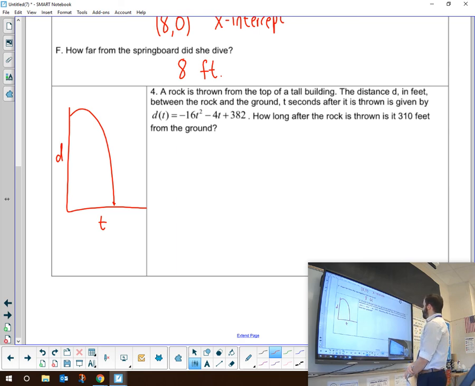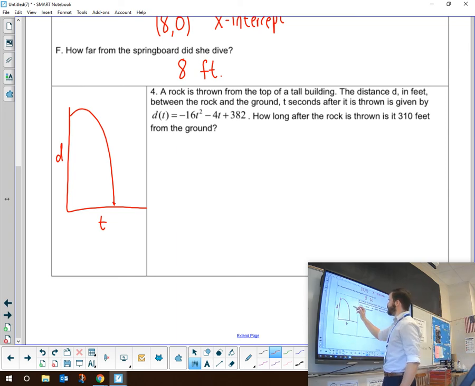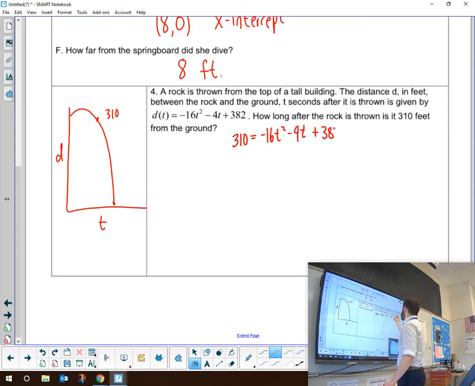Okay, how long after the rock is thrown is it 310 feet from the ground? So somewhere around here, it's going to be 310 feet from the ground. And so I need to figure out when my distance is 310 feet. So what we're going to do is replace that distance with 310. So we're going to go 310 equals negative 16t squared minus 4t plus 382.